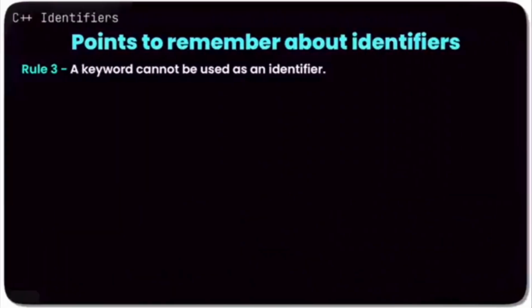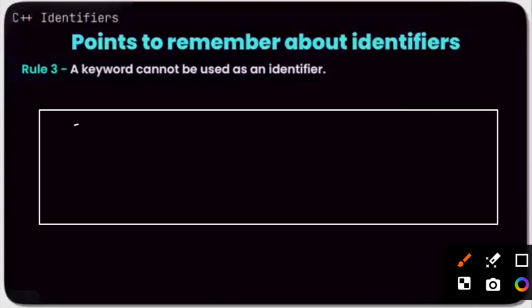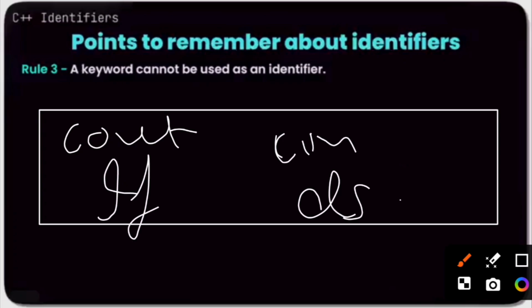Rule number 3 says a keyword cannot be an identifier, as we learned that keywords which are given in C++ like output, input, if else statements cannot be used as an identifier.